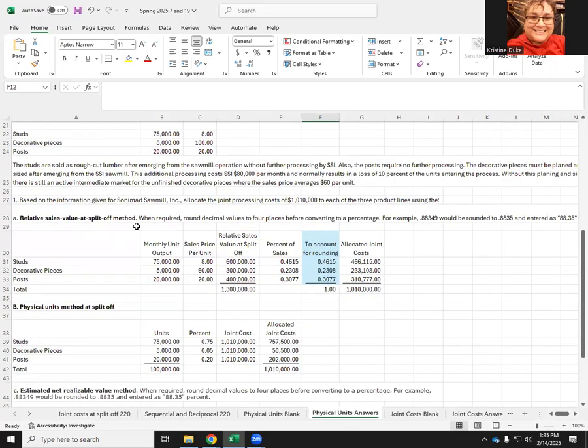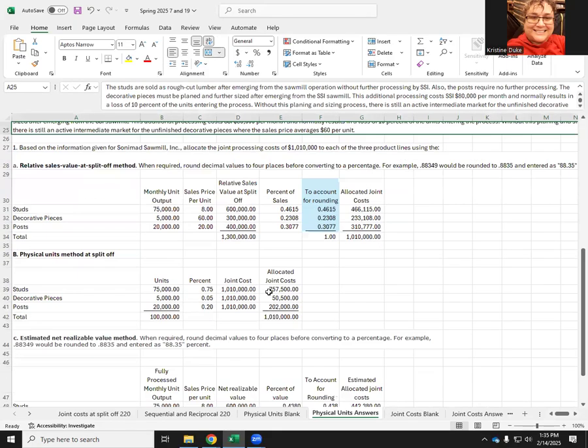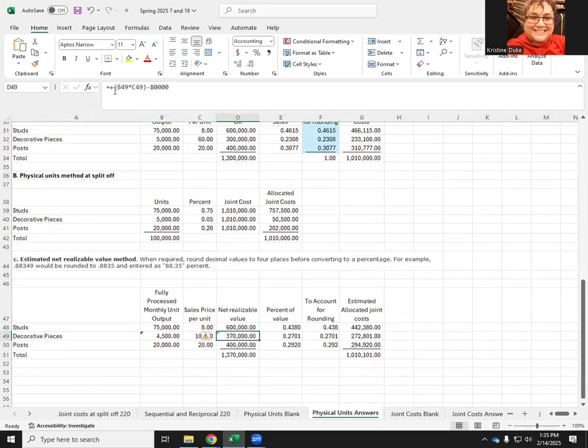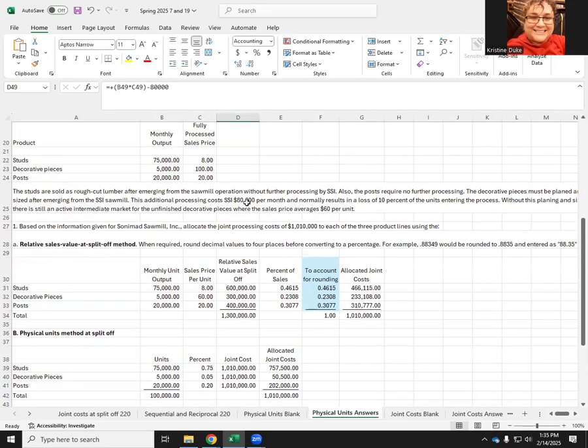So here we go, relative sales value at split off method. Okay, 75,000, 5,000, 20,000. I got from right up here. Here is my sales price per unit. Now up here somewhere, it tells me right there, the $60. That's why I'm not using that 100. I'm using the 60 because they're telling me to. Now when we go to use the 100, which I believe is down here, we have to do something special, and that has to do with up here. It would cost us an additional 80,000 to produce it to its full value, not just the split off value, but taking it beyond. So we'll look at that in a little bit.